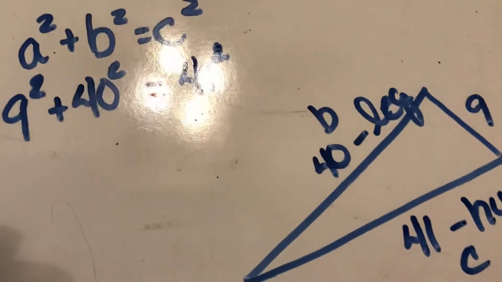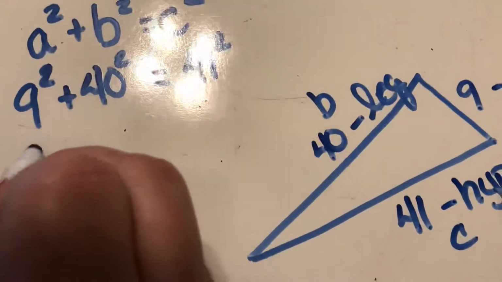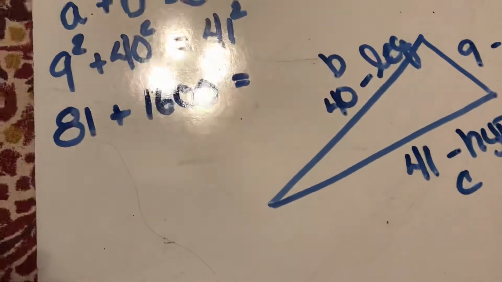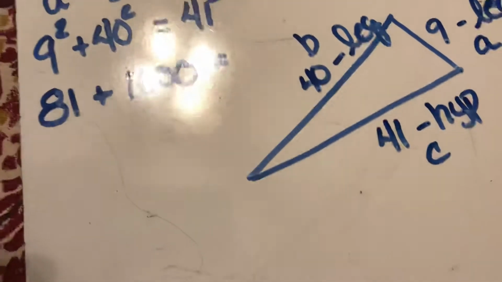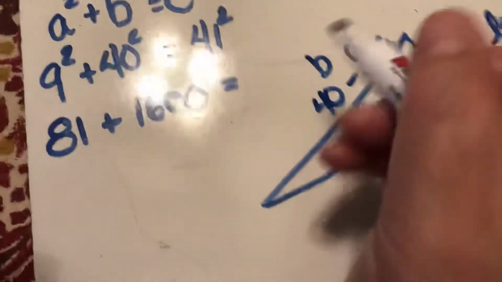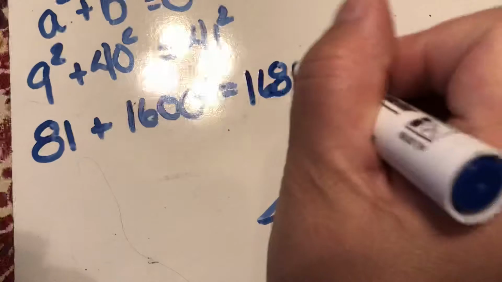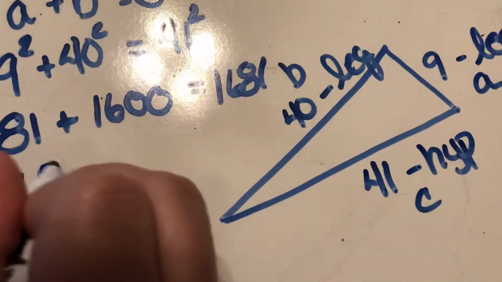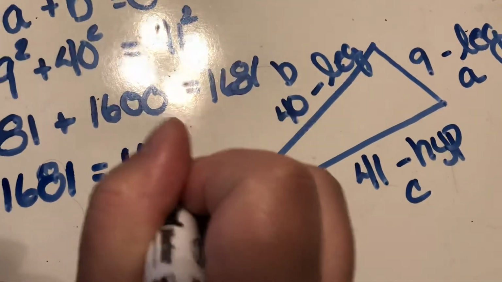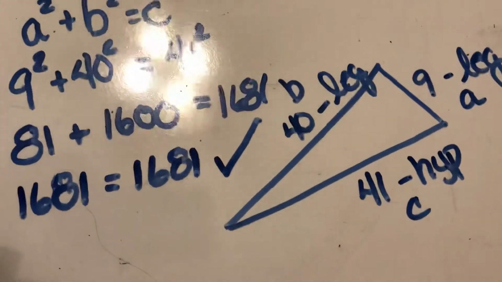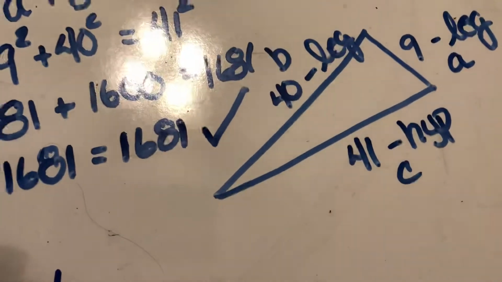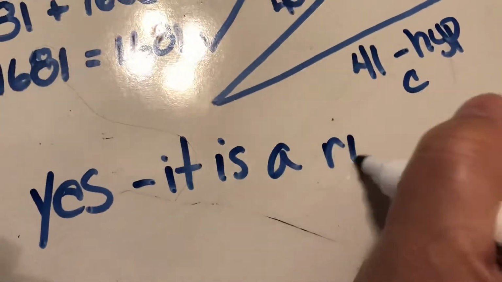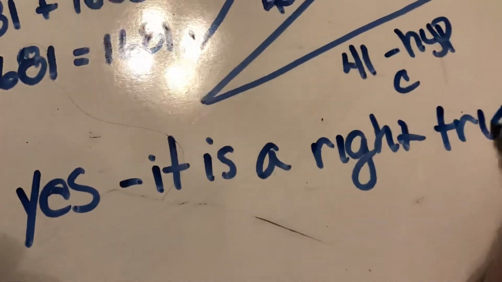You can put it in the calculator, you can do it by hand. So 9 squared gives me 81. 40 squared gives me 1600. And 41 squared gives me, hold on one minute, 1681. And when I add these two together, I get 1681. And does that equal 1681? Yes, it does. Who knew? This is actually a right triangle. So yes, it is a right triangle.